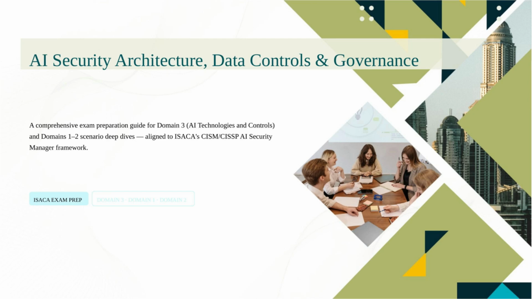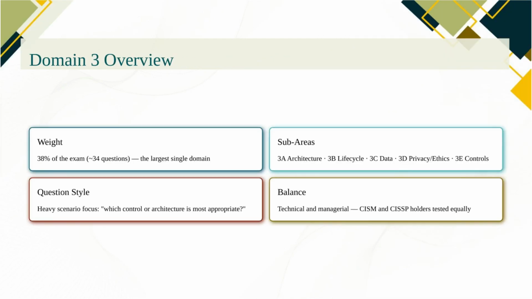Let's build something secure. Domain 3 is where the exam gets the most technical, but don't let that intimidate you. It tests both technical depth and managerial judgment. Sub-area 3A covers architecture and design. 3B covers AI lifecycle security. 3C is data management controls. 3D is privacy, ethics, and trust controls. 3E is security controls and monitoring.